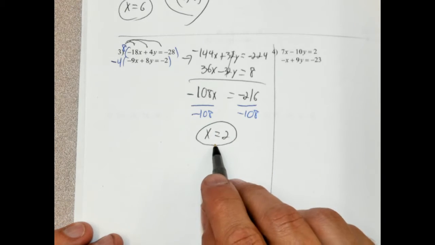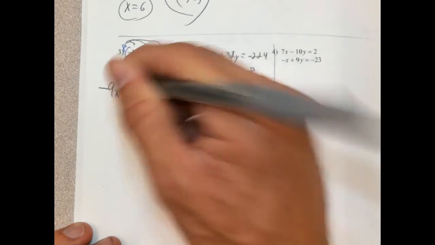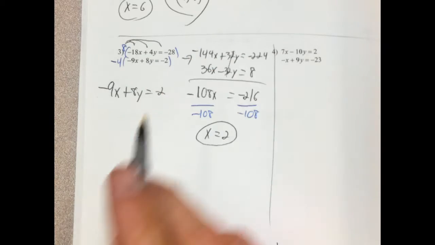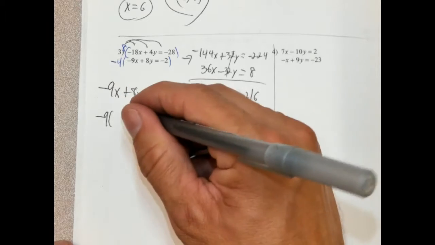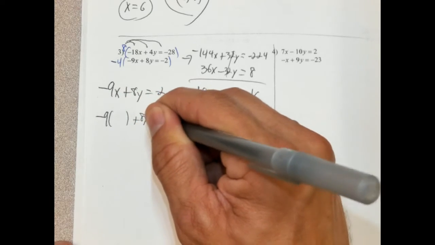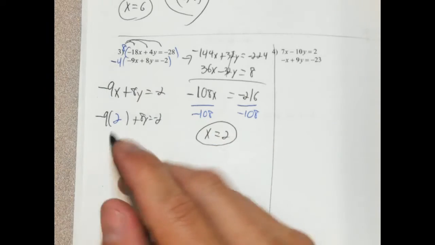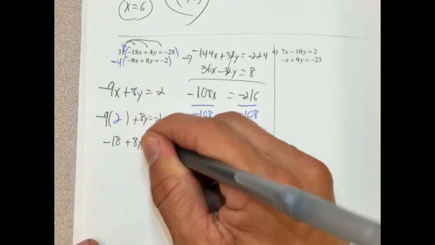So we have our x value, and this gets plugged into either equation. I'll use the bottom one. So negative 9x plus 8y equals negative 2. The x will be replaced with 2. So negative 9 parentheses plus 8y equals negative 2. We're going to plug a 2 in here. So negative 9 times 2 is negative 18 plus 8y equals negative 2.